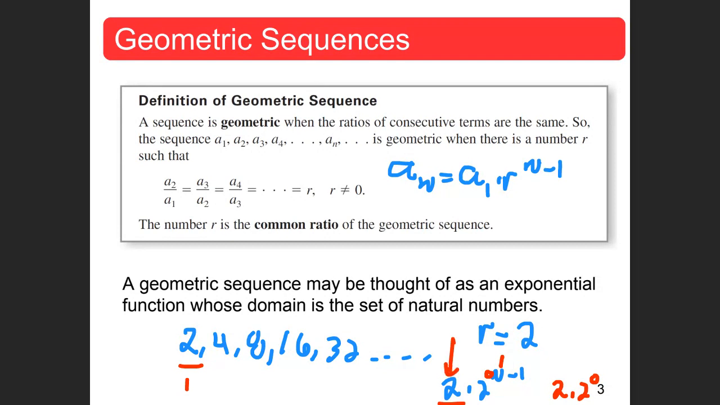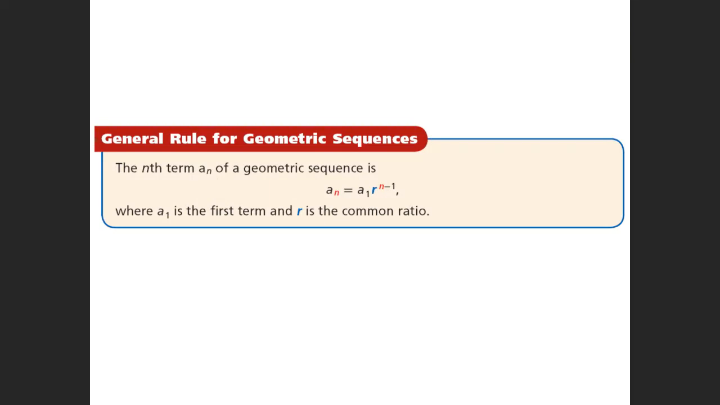Now, some kids are going to ask, do we have to do recursive formulas for these? No. This is the only type. It's an explicit formula. No recursive ones. So this is our explicit formula: a sub n is equal to the first term times r to the n minus 1 power. That's all it is. Here it is written out nicely: a sub n equals a sub 1 times r to the n minus 1.